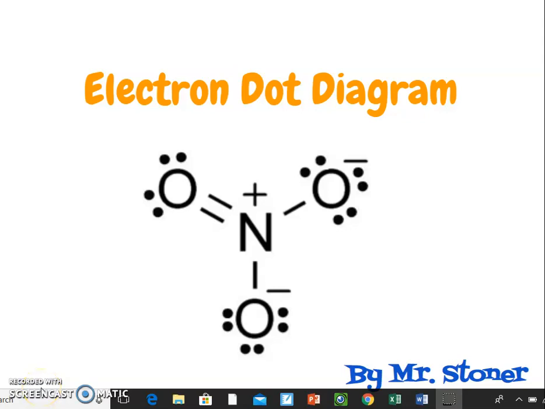Today we'd like to look at the electron dot diagram. What is it and why would we use it?